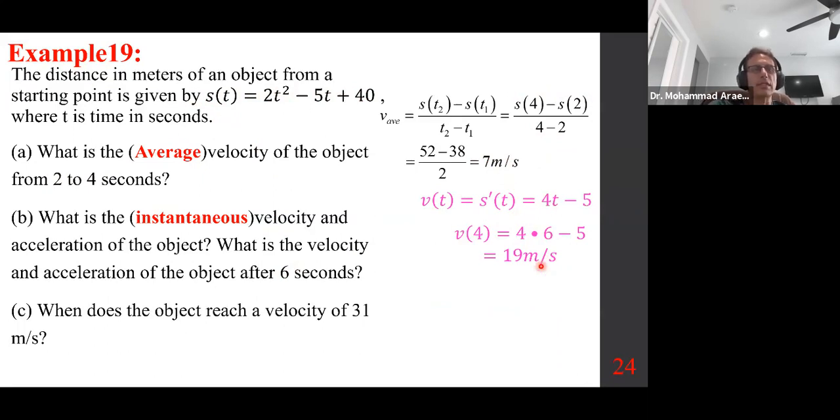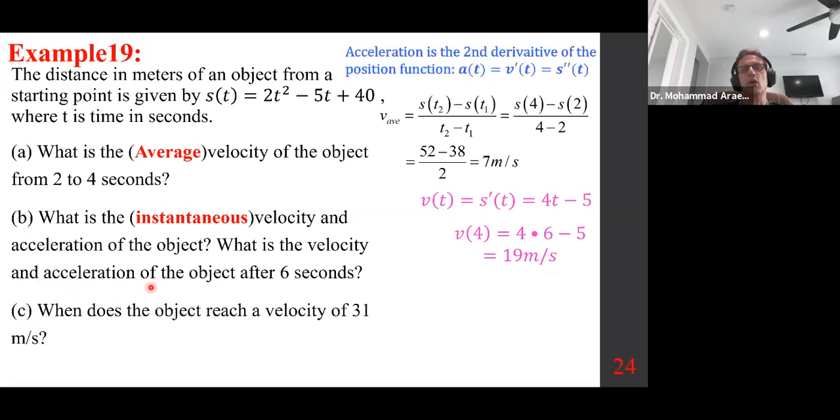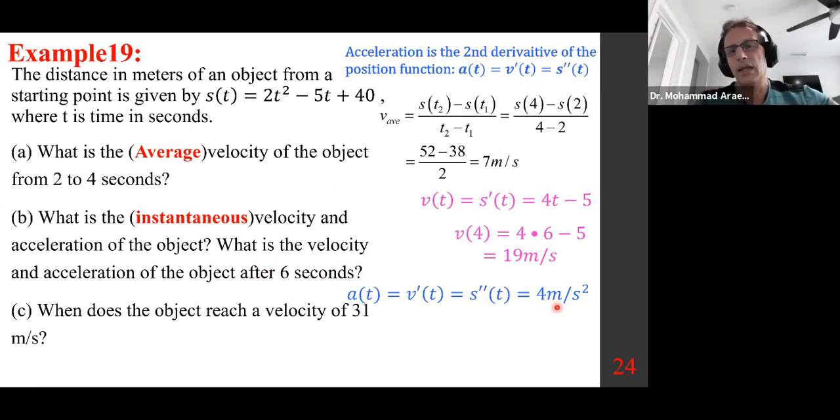Also, the question is asking for the acceleration, and acceleration is the second derivative of the position function or the first derivative of the velocity function. So a of t is v prime of t or s double prime. So differentiate again, because it is a constant. Whether it's after 6 seconds or 10 seconds makes no difference. It's the same thing. 4 meters per square second.